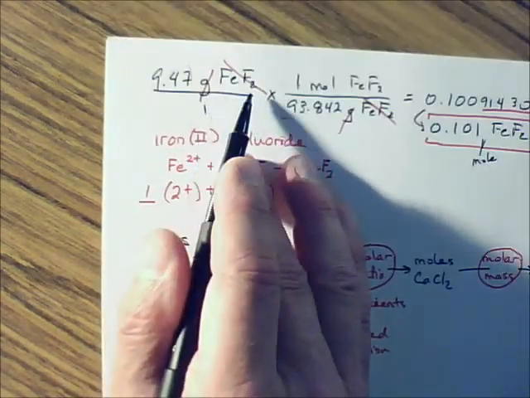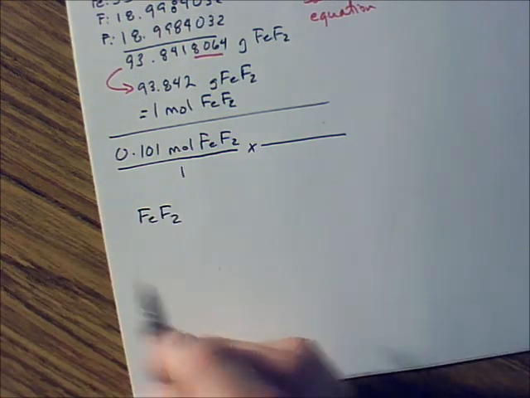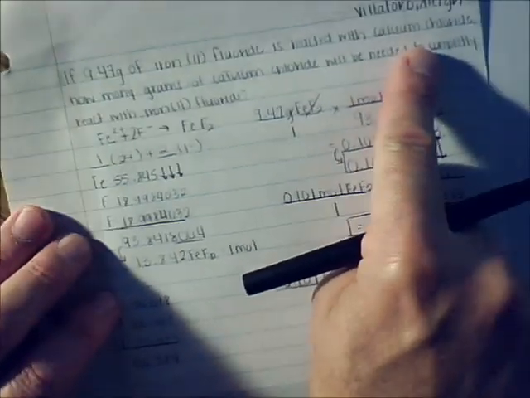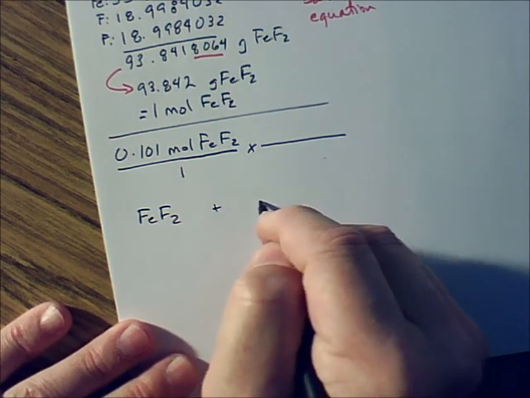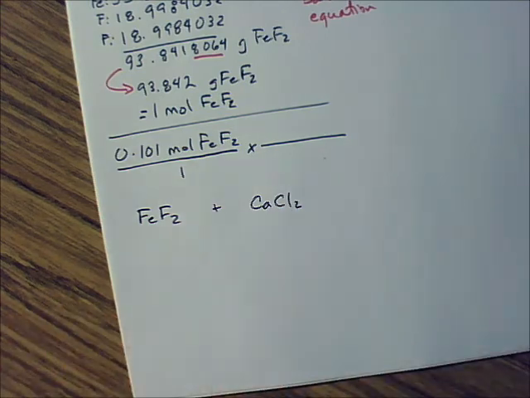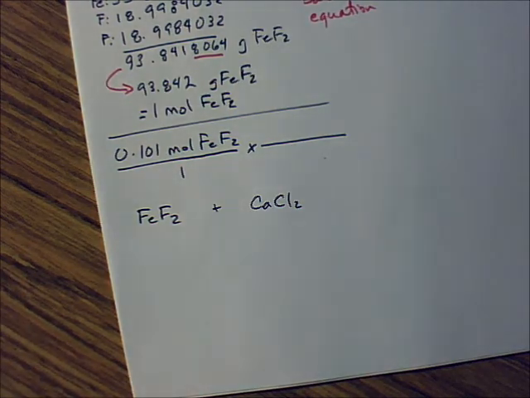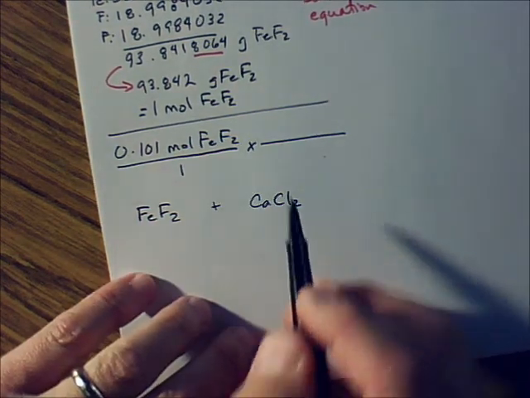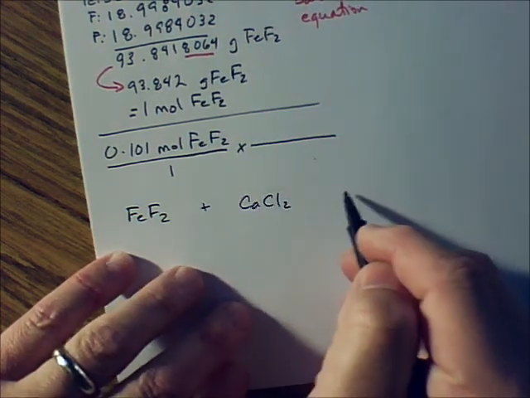So let's see, our starting species is FeF2, that's one of them anyway. And the problem said that we are reacting it with calcium chloride. Okay, so I need to list calcium chloride as our other reactant. And since we've learned to predict the formulas for chemicals in Unit 4 and Unit 3, we're ready to predict the products of this reaction.